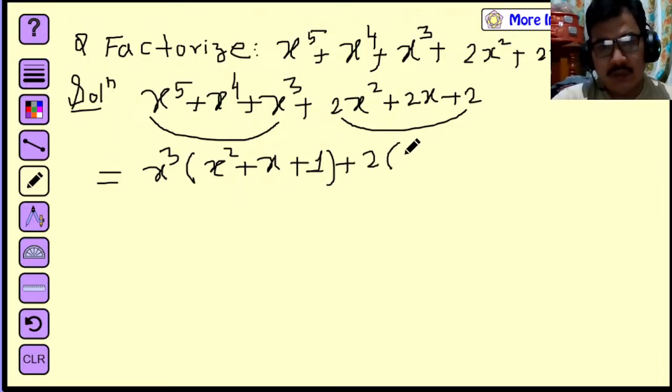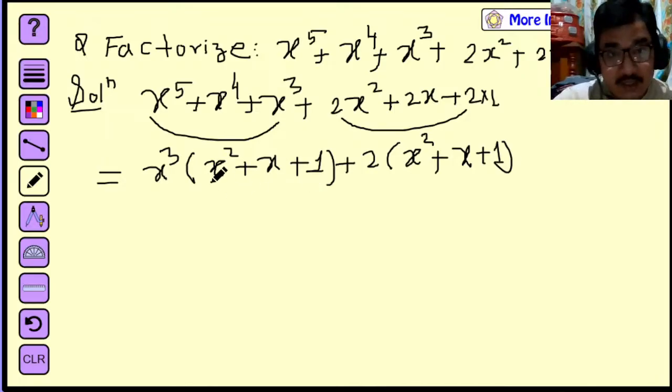If we take 2 common, here remains x square plus x. We have taken 2 only, 2, 2, 2 common. Here remains x square, here remains x. Okay, here remains 1, because 2 multiplied by 1 is 2. If we take 2 common, here remains 1.